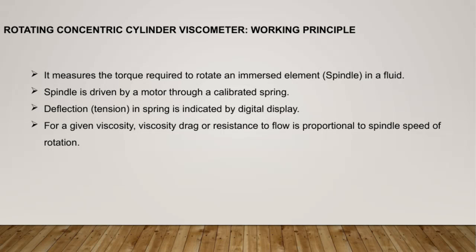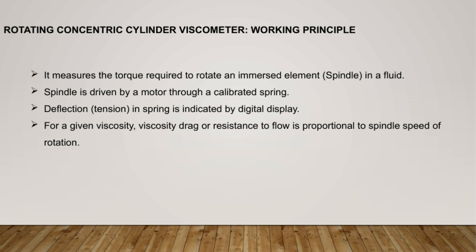Now let's look at how the rotating concentric cylinder viscometer works. It measures the torque needed to rotate an immersed element, which we call the spindle, within a fluid. Essentially, as the spindle turns, it encounters resistance from the fluid, and this resistance is related to the fluid's viscosity. The spindle is driven by a motor, but what's interesting is that it's connected through a calibrated spring. This spring allows us to measure the deflection or tension, which we can see on a digital display.